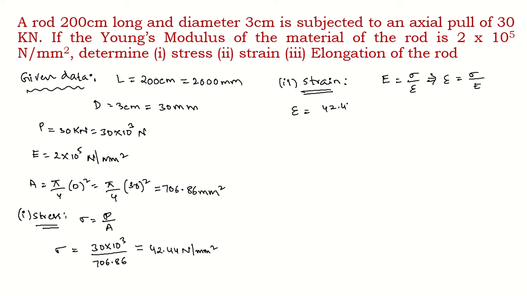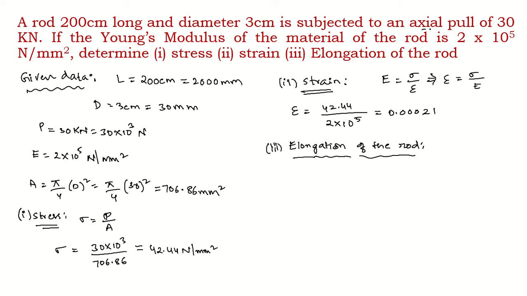So stress I got 42.44 by Young's modulus, which is 2 into 10 power 5. Let's see how much our strain value would be. So it is 0.00021. And let's go for the third part of the question, which is elongation of the rod. So elongation of the rod is what? Change in length, which is nothing but the delta L, because it is subject to axial pull. So you will get an increase in the length, which is delta L.